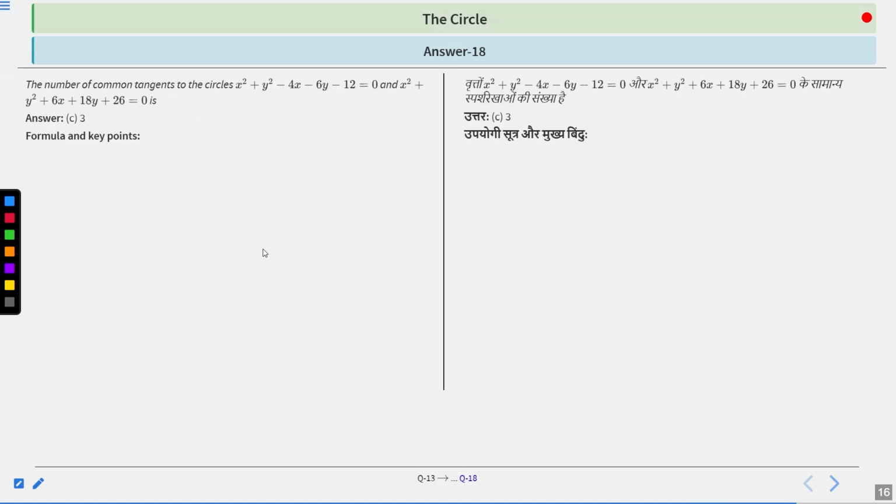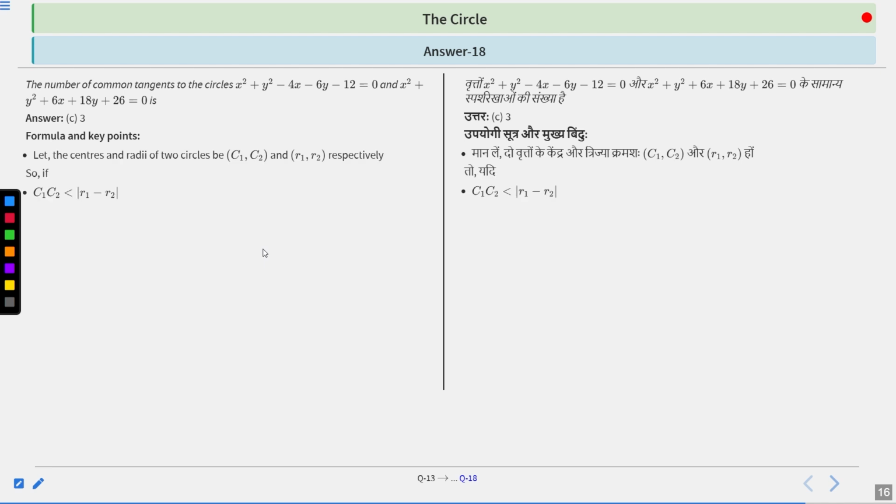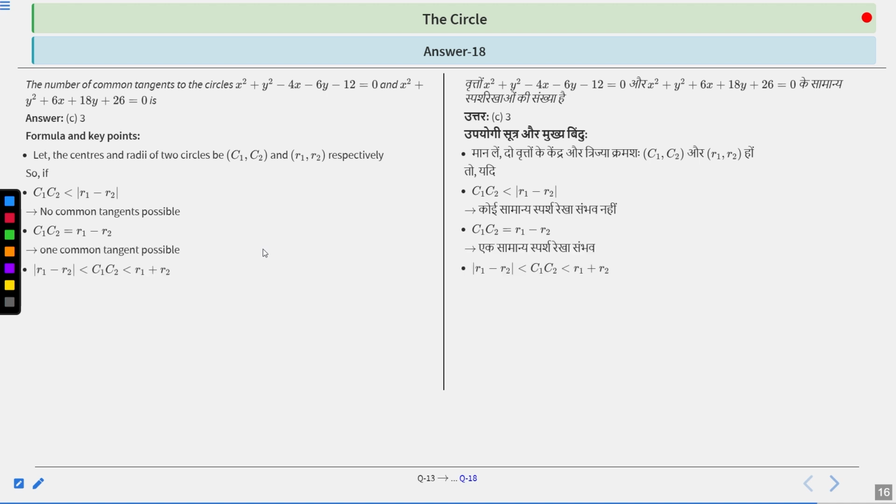The formula and key points we will use in this question: let the centers and radii of the two circles be C1, C2 and R1, R2 respectively. If C1C2 is smaller than mod R1 minus R2, then no common tangents are possible, right? And if C1C2 equals mod R1 minus R2, then one common tangent is possible. And if C1C2 is greater than mod of R1 minus R2 and less than R1 plus R2, two common tangents are possible, right? So let's move to the solution part.